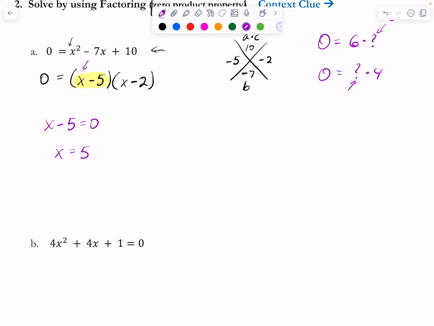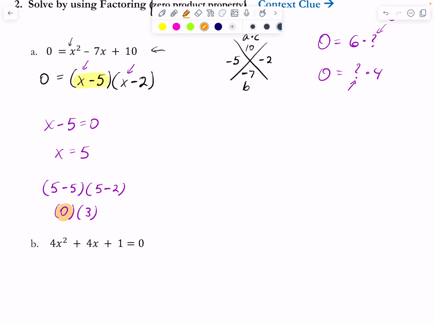If I plug in 5 here, I get 5 minus 5 times 5 minus 2. So that's 0, but 5 minus 2 is not 0. It's 3. But again, it doesn't matter because you only have to have one of them 0. If one is 0, the whole thing becomes 0 because we're multiplying. All right, so that's kind of the idea of the zero product property. If you can make one of your factors become 0, the whole thing is 0.